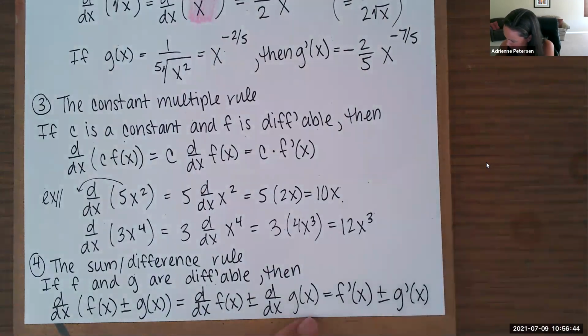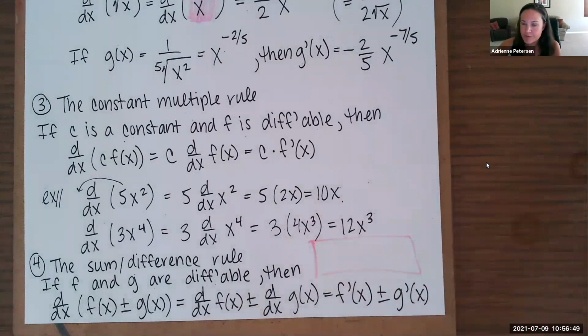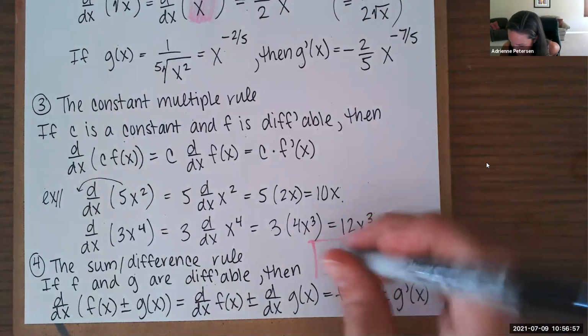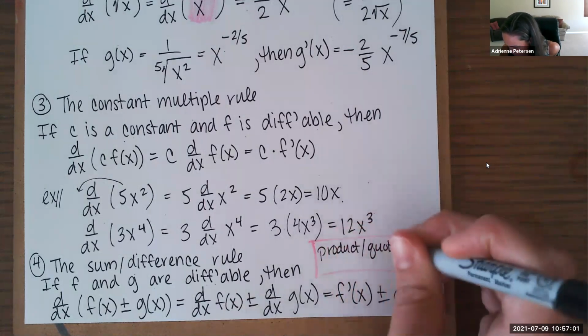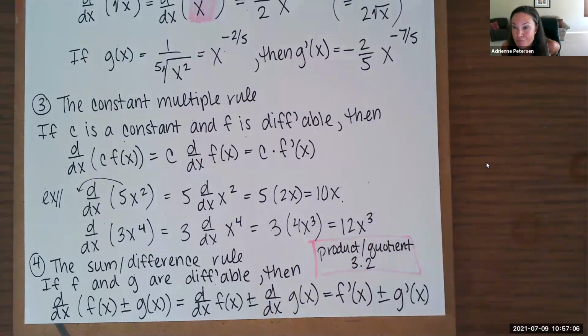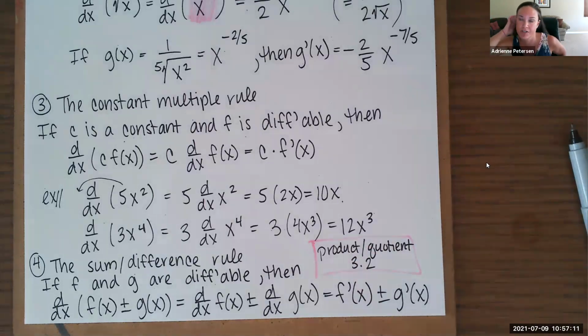Let me just put a note here. This sum difference rule, sum is addition, difference is subtraction. So this rule only applies to addition and subtraction. We'll do product and quotient rule in section 3.2. So if we have a product of two functions or a quotient of two functions, if we have multiplication or division, it doesn't work out so easily. We'll address that in the next section, so we will get to that. Does anybody need more time on this page?